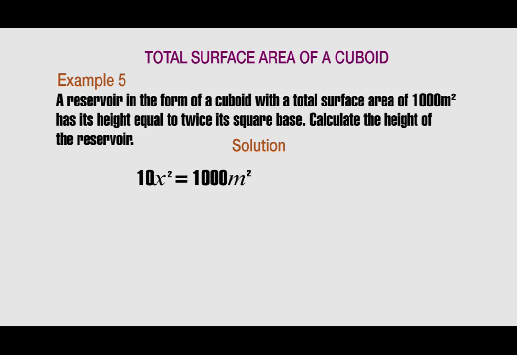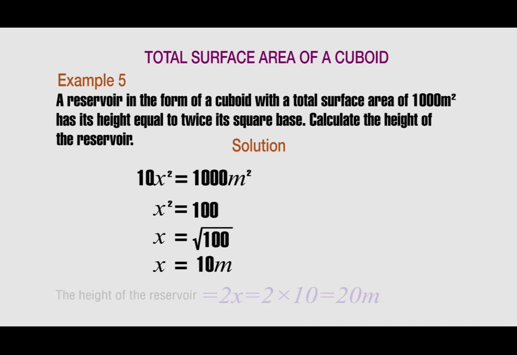We try to solve for x. We divide through by 10, so you have x squared equals 100. Then our x will be equal to the square root of 100, and that is equal to 10. Therefore, the height of the reservoir is equal to 2x. With our x being 10, you have 2 multiplied by 10, and that will be equal to 20 meters. That was very, very easy.